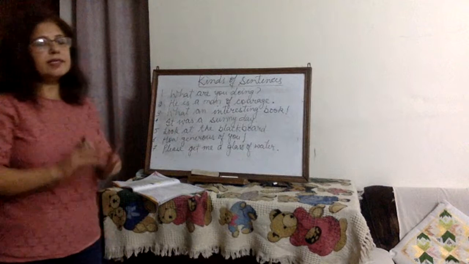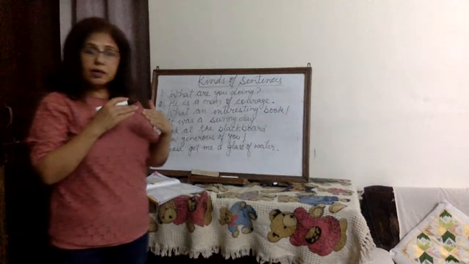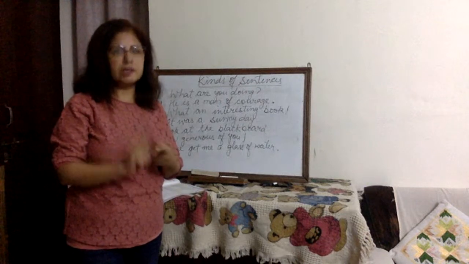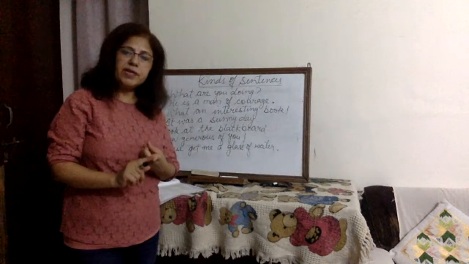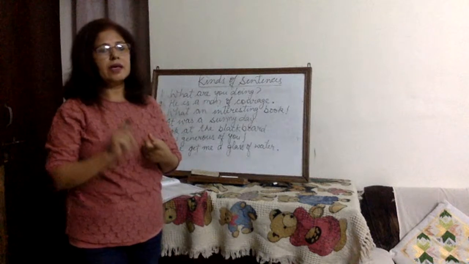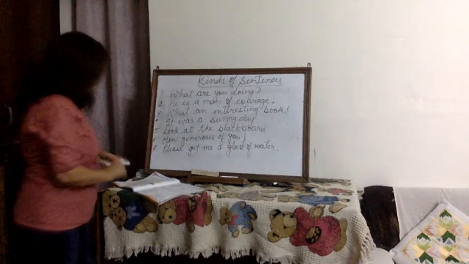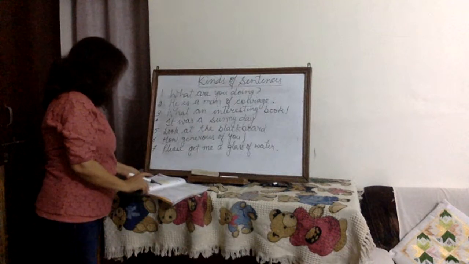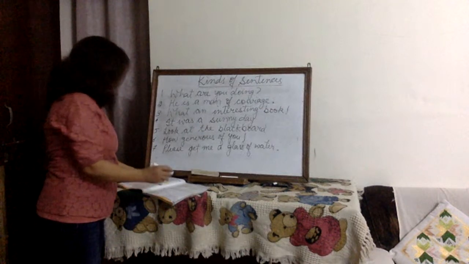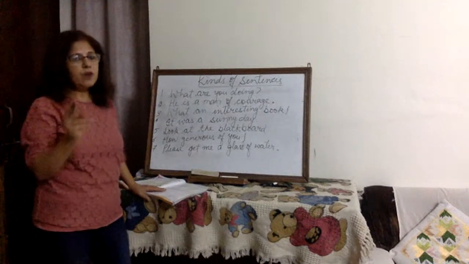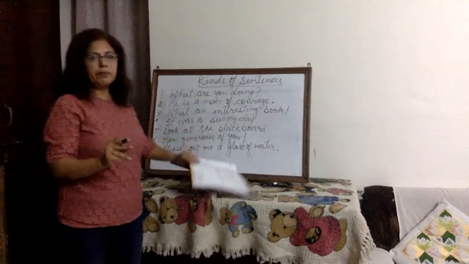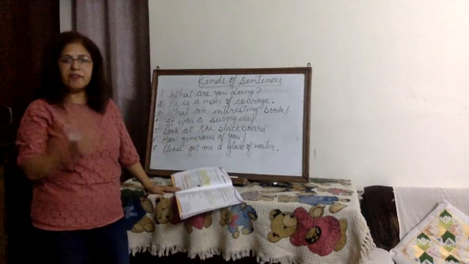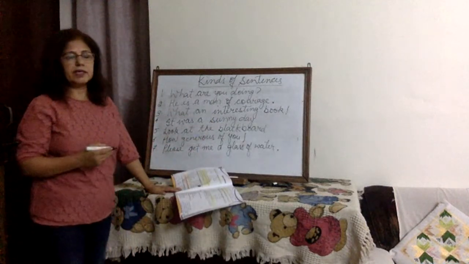Now further, an assertive sentence has 2 parts. 2 kinds of assertive sentences are there: affirmative sentences and negative sentences. Okay, now I will give you examples. From there you will be able to understand what is the difference between an affirmative sentence and a negative sentence.